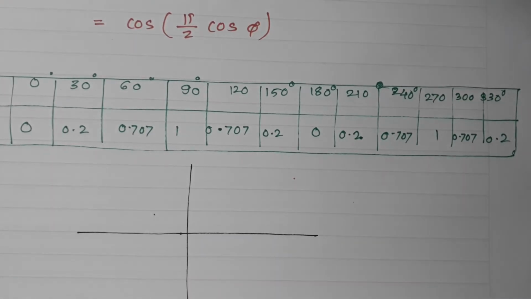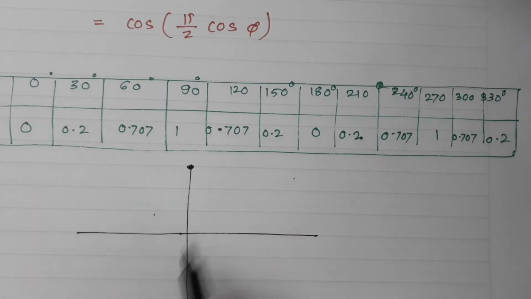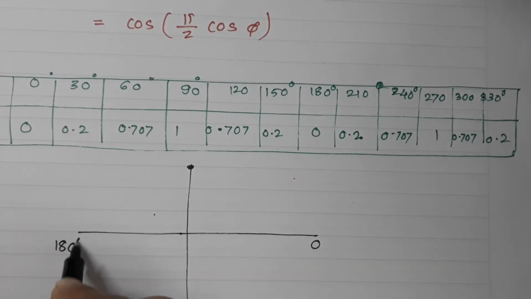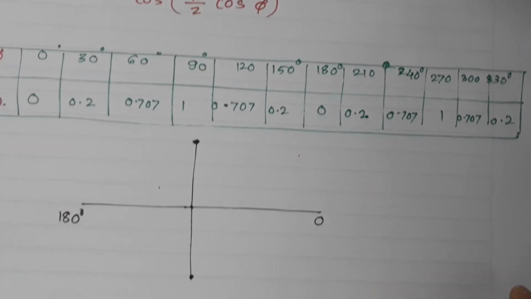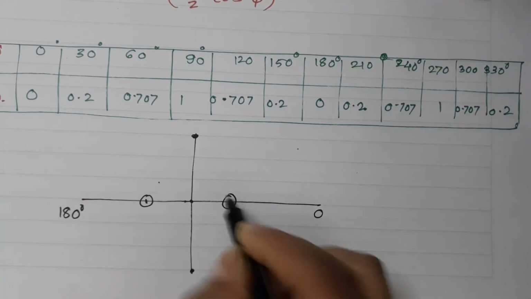Okay, so for my radiation pattern at 90 degree I'm getting 1. So I'll say this is 1. This is 0 degree, this is 90 degree, this is 180 degree. For 180 degree I'm getting a 0. For 270 again I'm getting 1 over here. Okay, this is my point source 1, this is my point source 2.